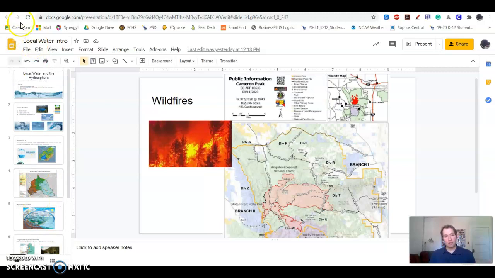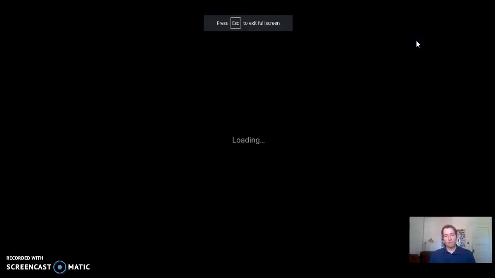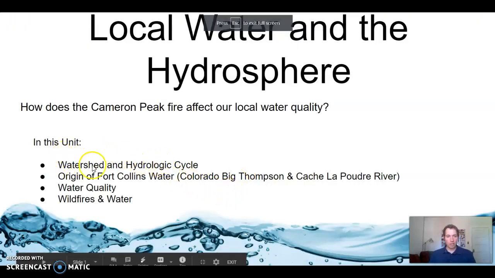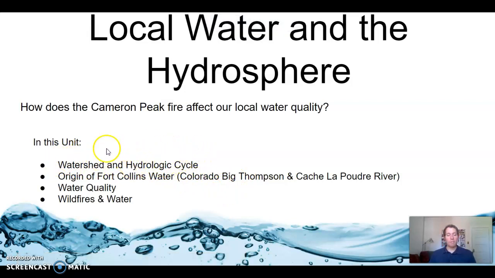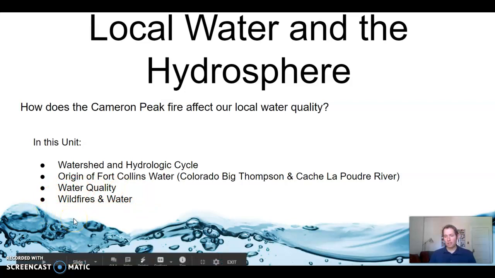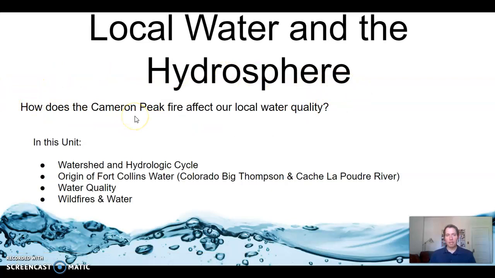The first unit is going to cover these four things. This week we're going to get into whatever the hydrologic or water cycle is locally. But in this unit, we'll also talk about where our water comes from. We'll be talking about what water quality is, why that's important, and then we're going to talk about how wildfires can affect our water, specifically the Cameron Peak fire. So we're going to have this driving question through this unit. How does the Cameron Peak fire affect our local water quality?